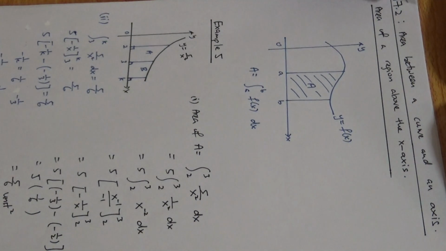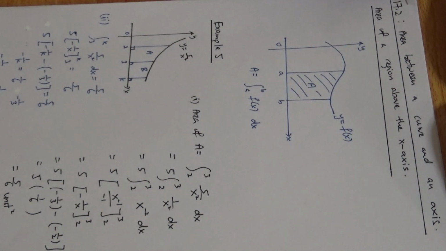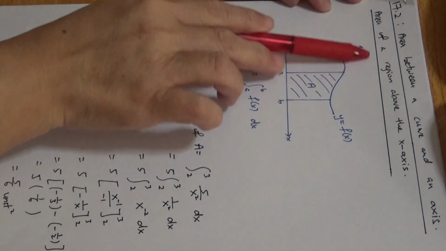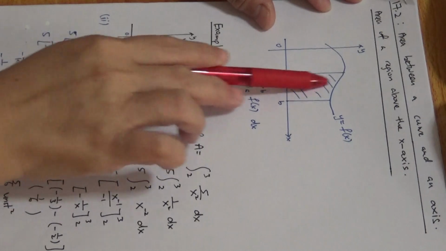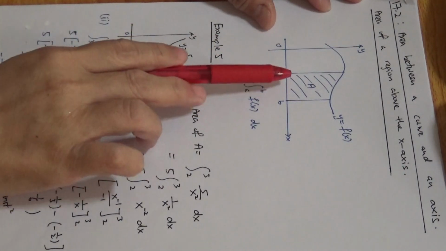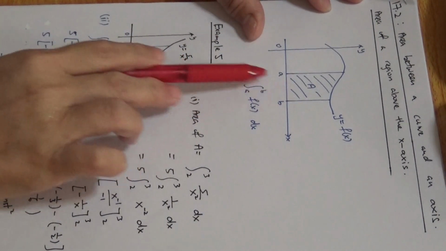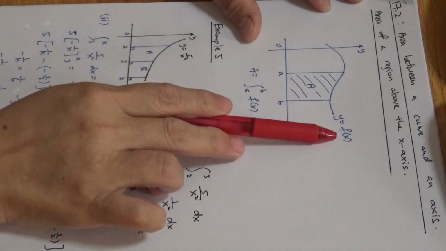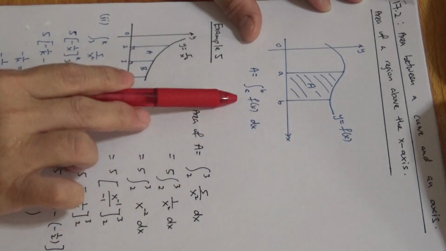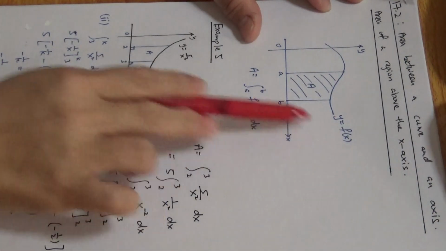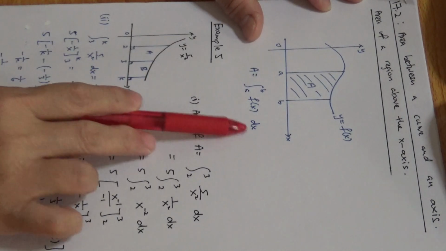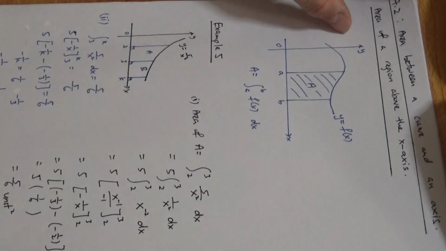Today we are going on to section 17.2, and that is area between a curve and an axis. Okay, first of all, we'll look at the area of a region above the x-axis. That means this area. In order to find this shaded area, we have to integrate from a to b this function here, y in terms of x. We put it here, f(x) and dx. I will illustrate this with examples.